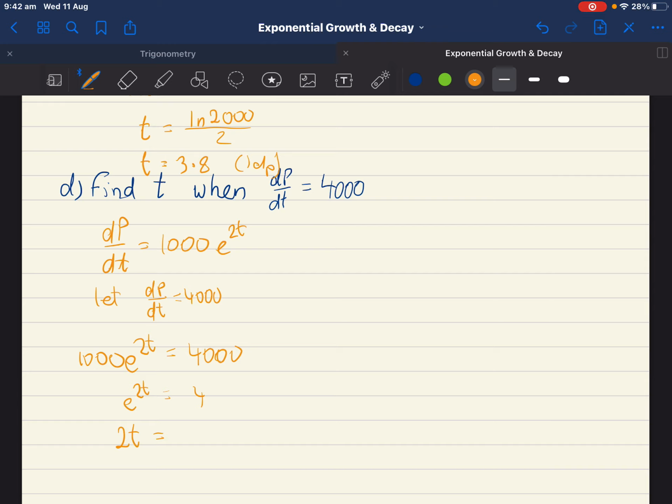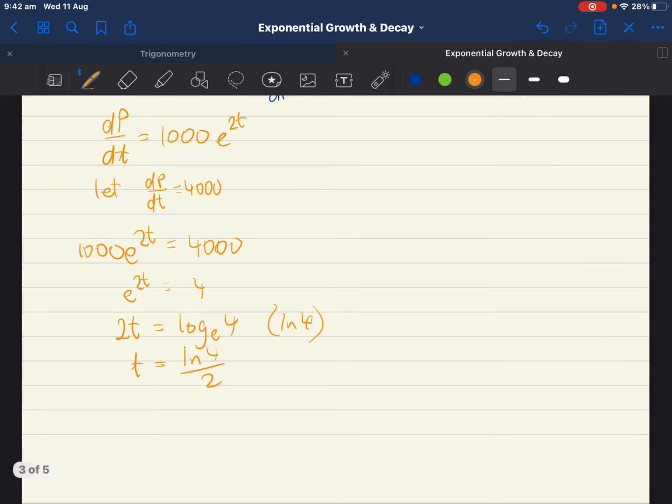Again, take log of both sides to the base e, right? Or in other words, ln 4, and so t would end up being ln 4 all over 2 as an exact value, or if you wanted to round it, you could do that too. All right, so that's an example of exponential growth.